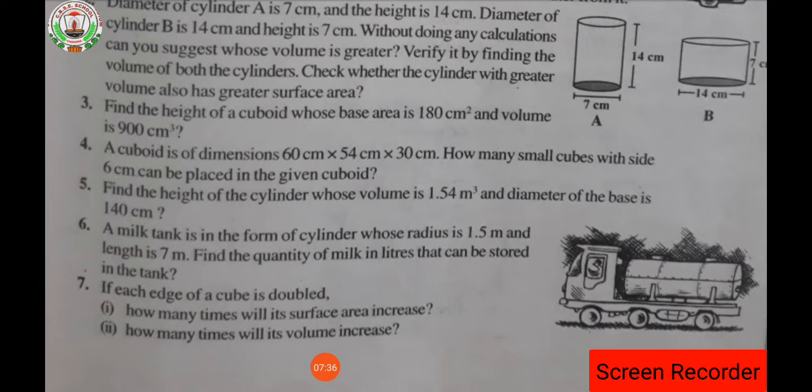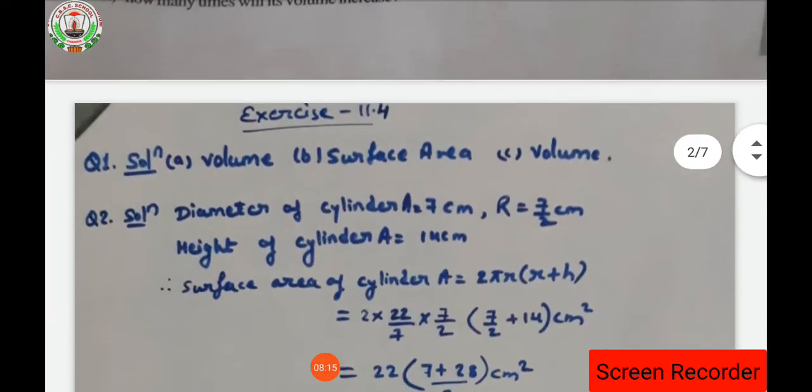Now question number 7 is a theoretical type of question. Here it is asked that if we have a cube and the edge of the cube is doubled, then what will be the effect on the surface area, whether it will increase or decrease, and if it increases, how much? And what will be the effect on volume, whether it will increase or decrease, and how much will it increase? So that we will do. Look, one by one we are going to solve the solutions.